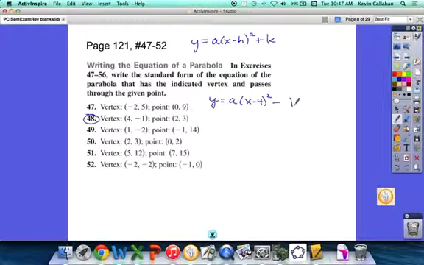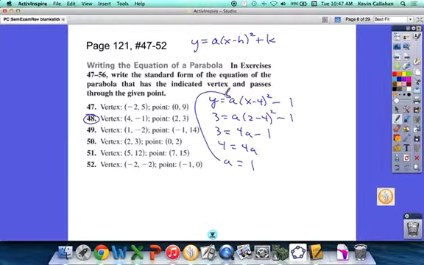In the end, once we do that, let's do 2, 3. 3 equals a times 2 minus 4 squared minus 1. 3 equals negative 2 squared is 4, so that's 4a minus 1. Add 1, 4 equals 4a. A equals 1. And then substitute that back in there, and you're done.